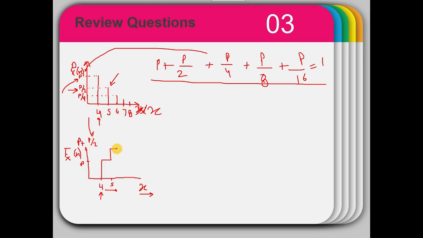As we go further ahead, we notice that at 6, 7 and 8 these probabilities get added up. At 6 I have P by 4 added, at 7 I have P by 8 added, and at 8 I have P by 16 added, and over here the value now approaches 1. So at this specific point, the value of the CDF will definitely be equal to 1. This is as per the definition of the CDF that we discussed earlier. It's an increasing function towards the right, it's a continuous function, and it accumulates the probabilities of the PMF. So this is how I've written down this PMF and CDF.